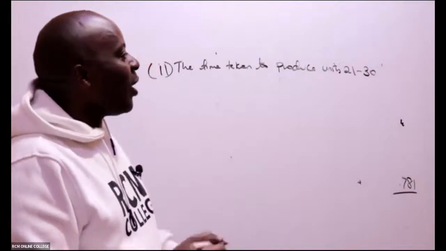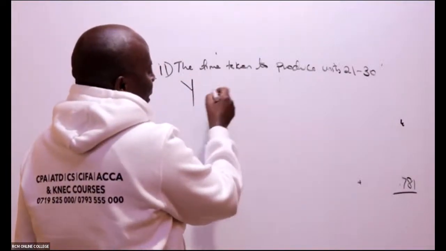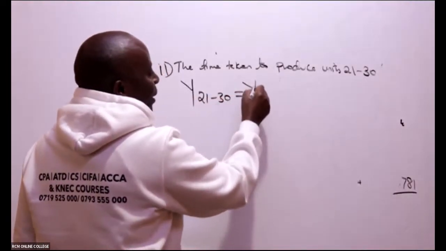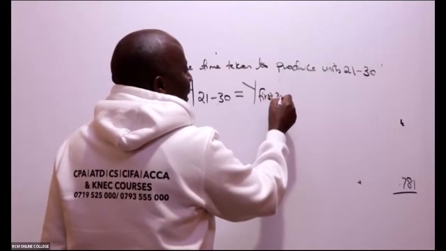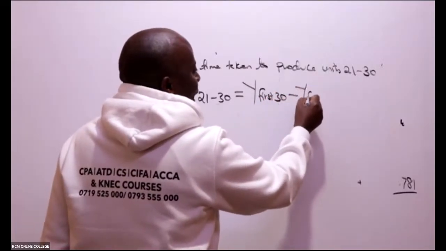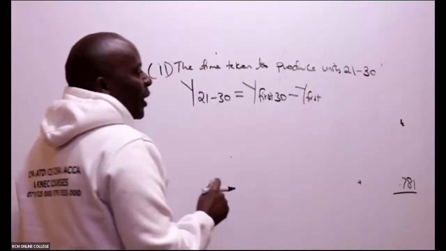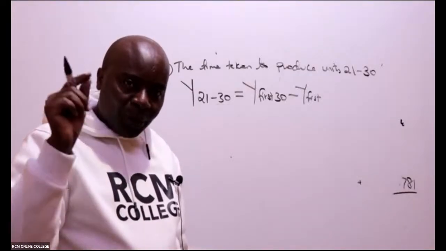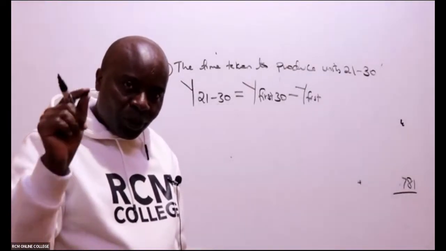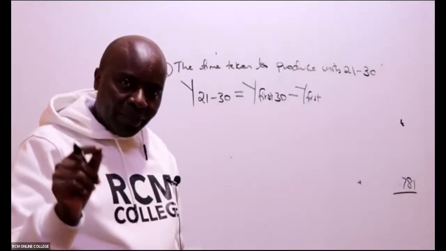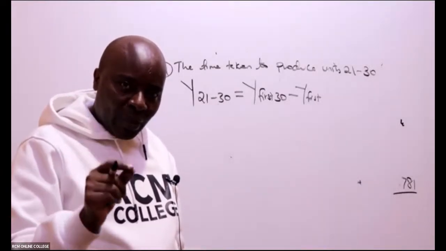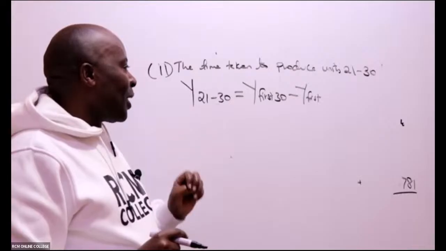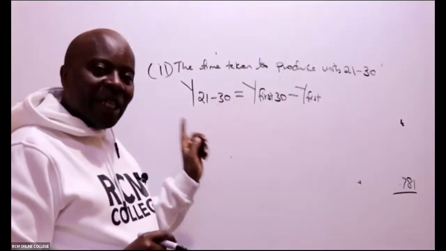So in this case, when we talk of Y, this needs expansion. Y for 21 to 30, I must expand this. It will be Y first 30 minus Y first something. Because when I say Y first 30, I'm looking at 1, 2, 3 up to 30. But they don't want all of them. There are some units being cut out. If I look at this question very well, where they are cutting, I'll be able to tell. Because 21 to 30 is what is required.